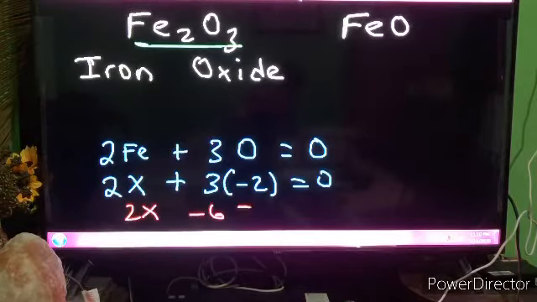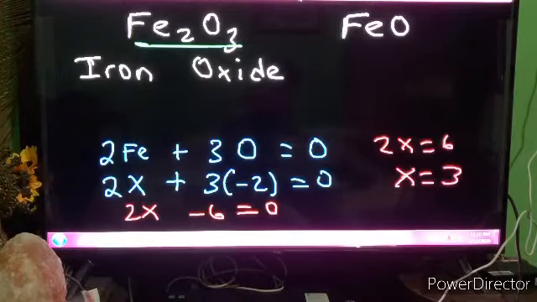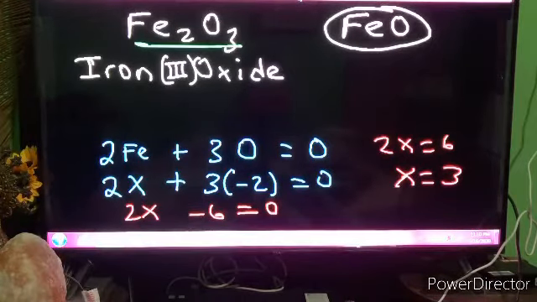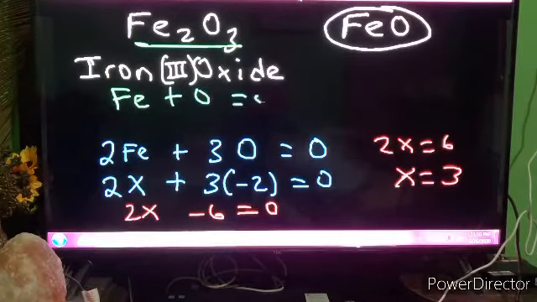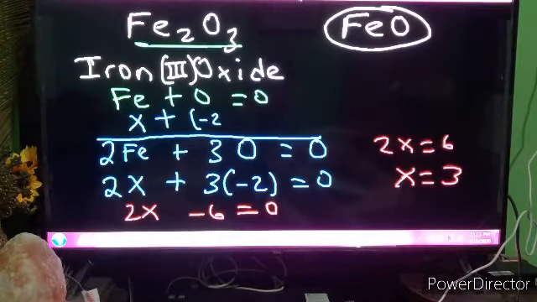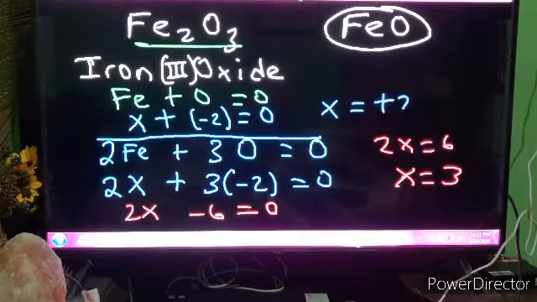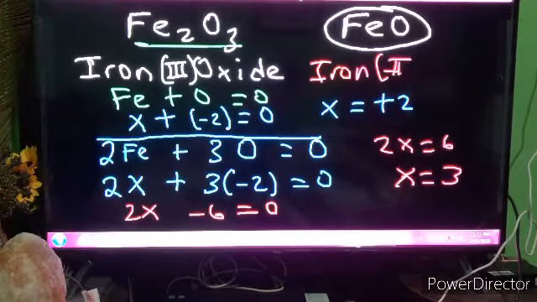So 2x minus 6 is equal to 0. Move the 6 to the other side, 2x equals 6, x is equal to 3. So therefore, iron has a +3 charge. So the name of this compound is iron 3 oxide. Let's do the same for this one. So we have 1 Fe atom plus 1 oxygen atom. We're going to set it equal to 0. So x plus, we're going to plug in -2 for oxygen and solve for x. If we move the -2 from the left side to the right side, x equals +2. So therefore, to name that particular structure, it's going to be iron 2 oxide.